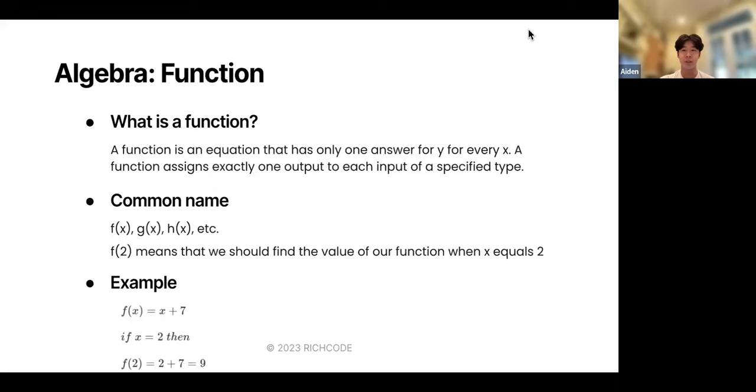So what is a function? A function is just an equation that has only one answer for every input. And you can commonly see functions as f of x, g of x, h of x. They'll kind of look like that. And so here's an example of a function f of x, where f of x is equal to x plus 7. So if x was equal to 2, then the answer would be 9, since 2 plus 7 is equal to 9.